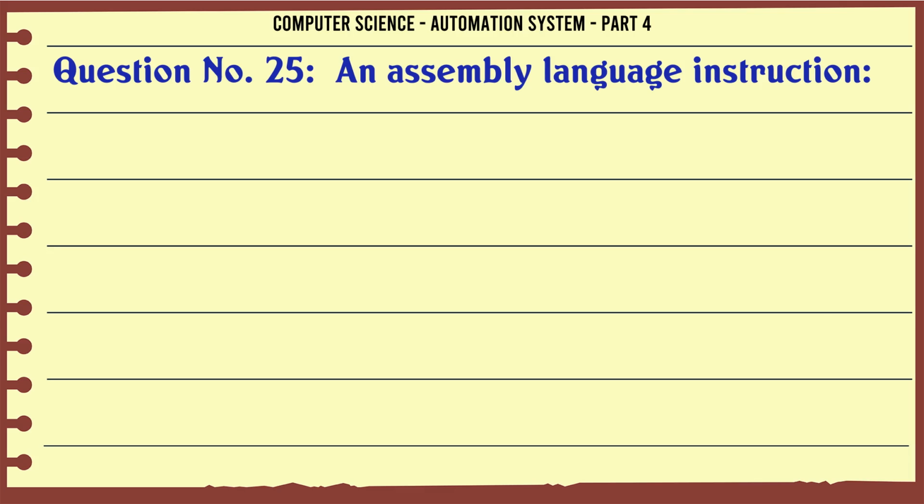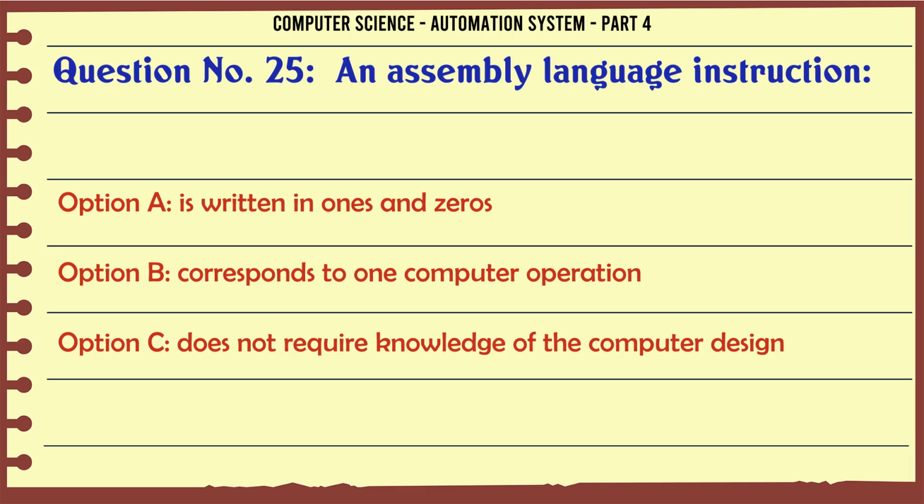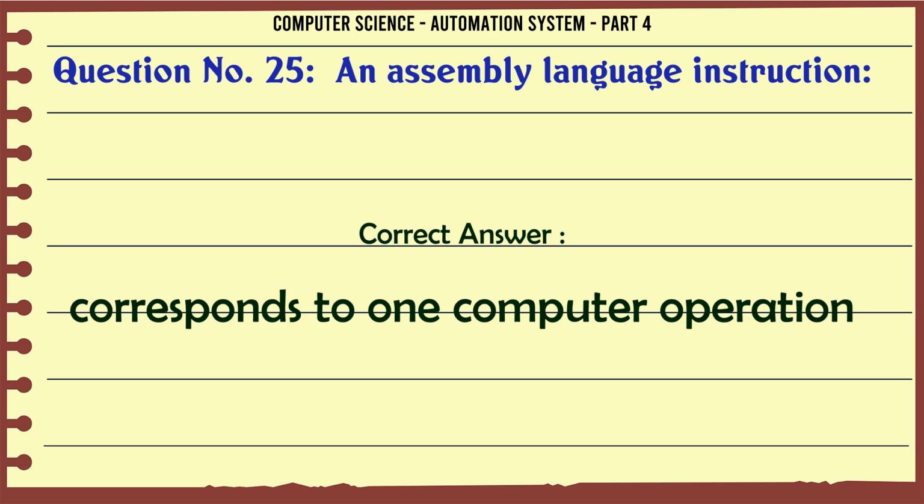An assembly language instruction A. is written in ones and zeros. B. Corresponds to one computer operation. C. Does not require knowledge of the computer design. D. All of the above. The correct answer is corresponds to one computer operation.